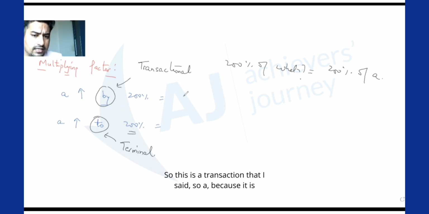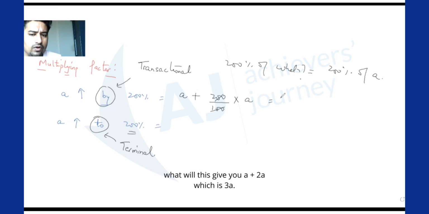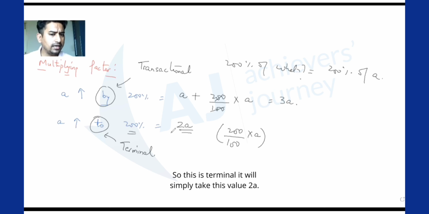So this is a transaction, I said. So A, because it is increasing, A plus 200% means 200 by 100 of A itself, that means into A. What will this give you? A plus 2A, which is 3A. So if A increases by 200%, it would be A plus 2A, which is 3A. A increases to 200%, that simply becomes 2A. The calculation is simply 200 by 100 into A. That will simply give you 2A. So this is terminal. It will simply take this value 2A.